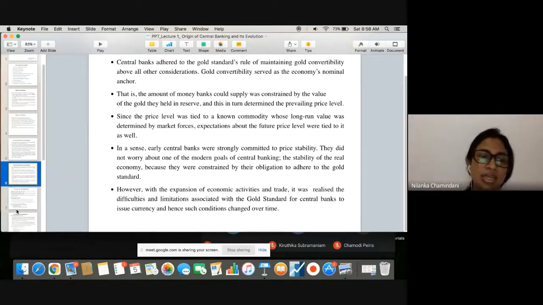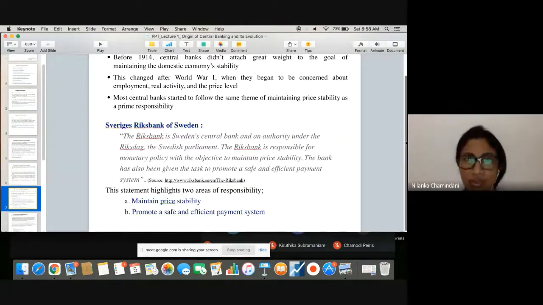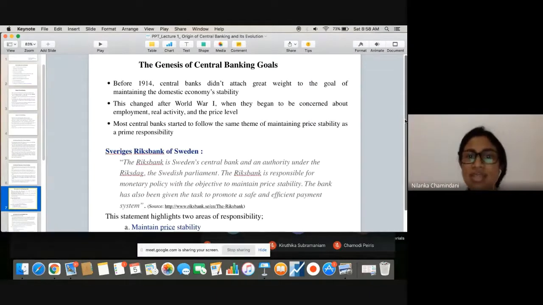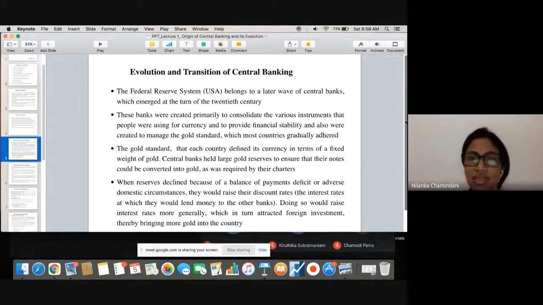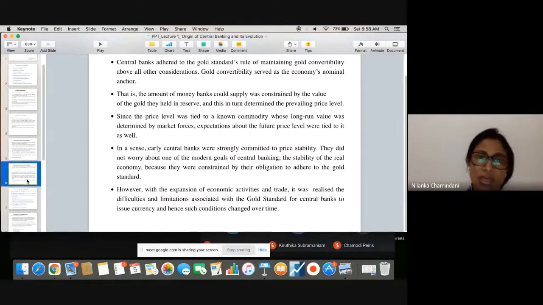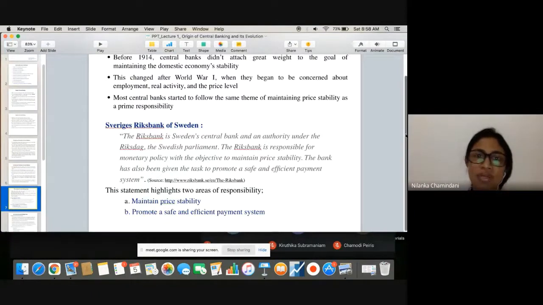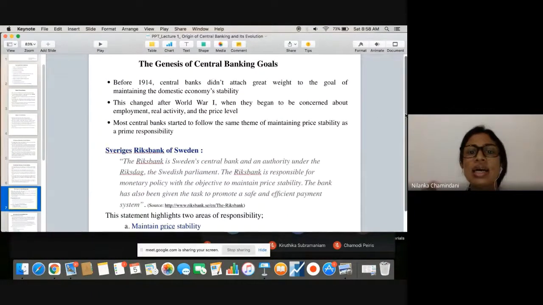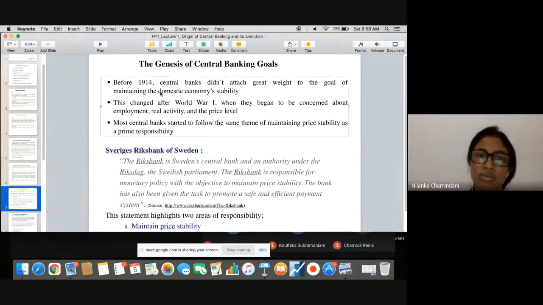The responsibilities and focus areas were getting expanded, right? Okay, now see, before 1914, central banks didn't attach great weight to the goal of maintaining domestic stability. I told you in the earlier slide that the gold standard prevailed until 1914, right? So before 1914, central banks didn't attach great weight to the goal of maintaining the domestic economy's stability. I would like to underline this phrase: domestic economy's stability. That means economic stability, right?